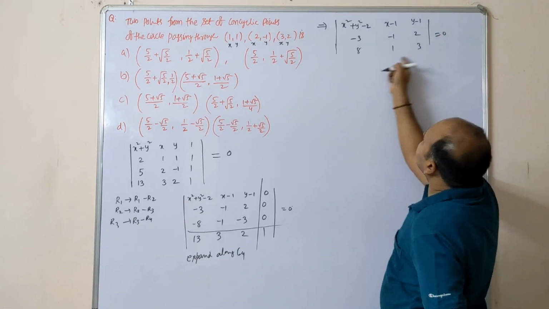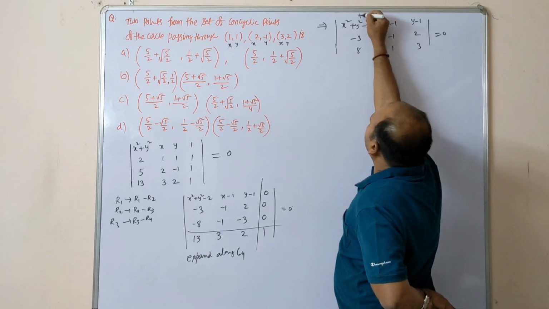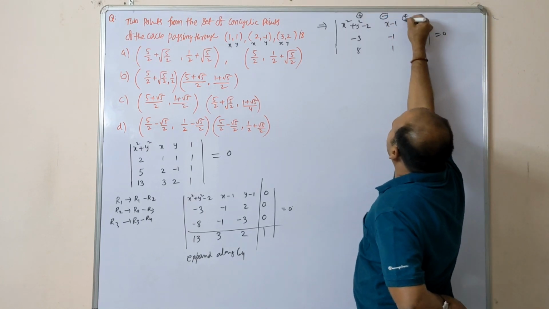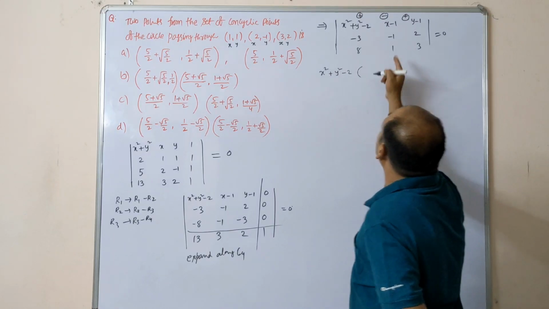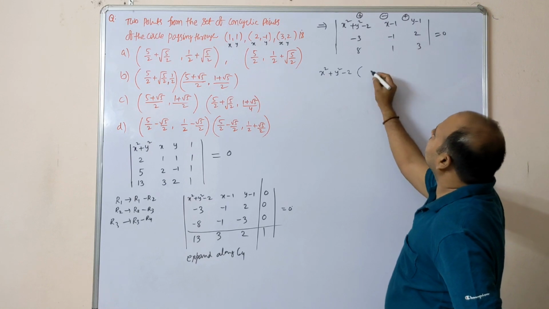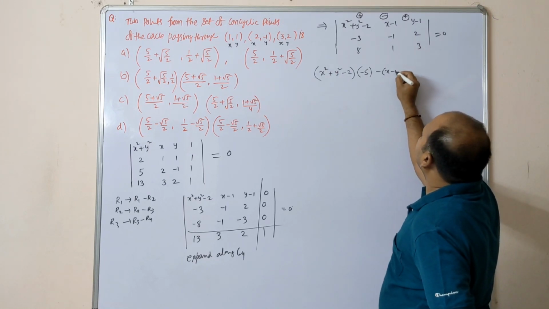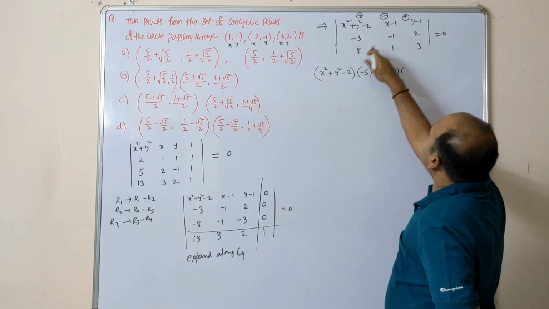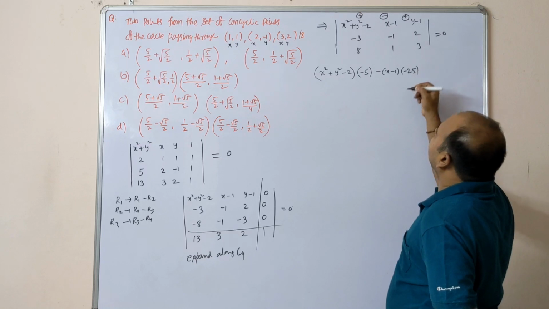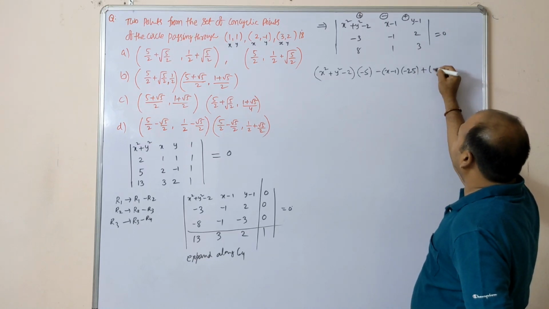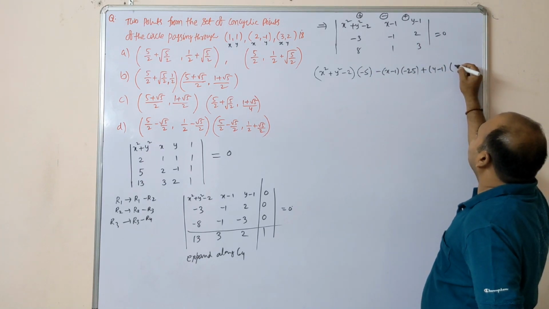Minus, I am taking from this row, and we can take this row. So normal plus minus plus. So x square plus y square minus 2 into minus 3 minus 2, now minus 5. Next, minus of x minus 1 into minus 9 minus 16, so minus 25. Next, plus y minus 1 into minus 3 plus 8, so plus 5 equal to 0.